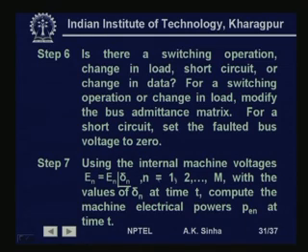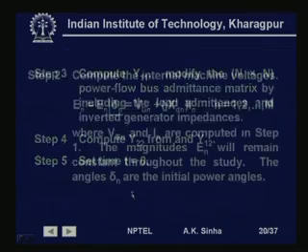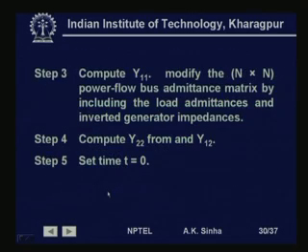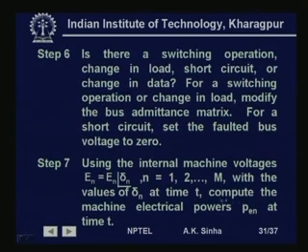Using the internal machine voltages, E_n equals E_n angle delta_n for n equal to 1 to m, with the values of delta_n at time t, compute the machine electrical powers P_n at time t. That is, we have already seen how we can calculate the machine powers. Machine powers can be calculated using this, because I_n is known, E_n is also known, and the angle delta is known. So, E_n I_n conjugate, we will use that to calculate the electrical power outputs of the machine at time t.